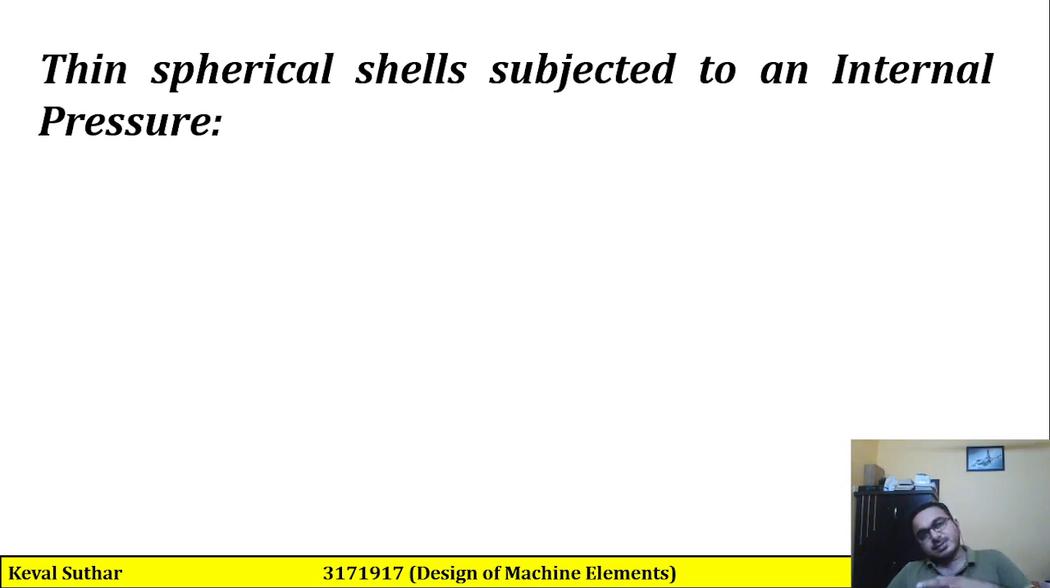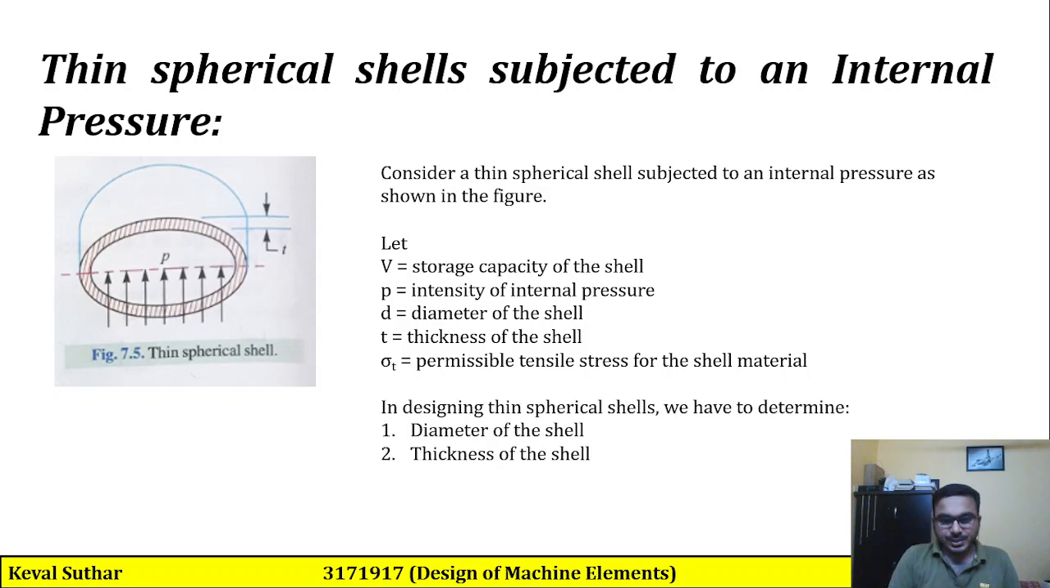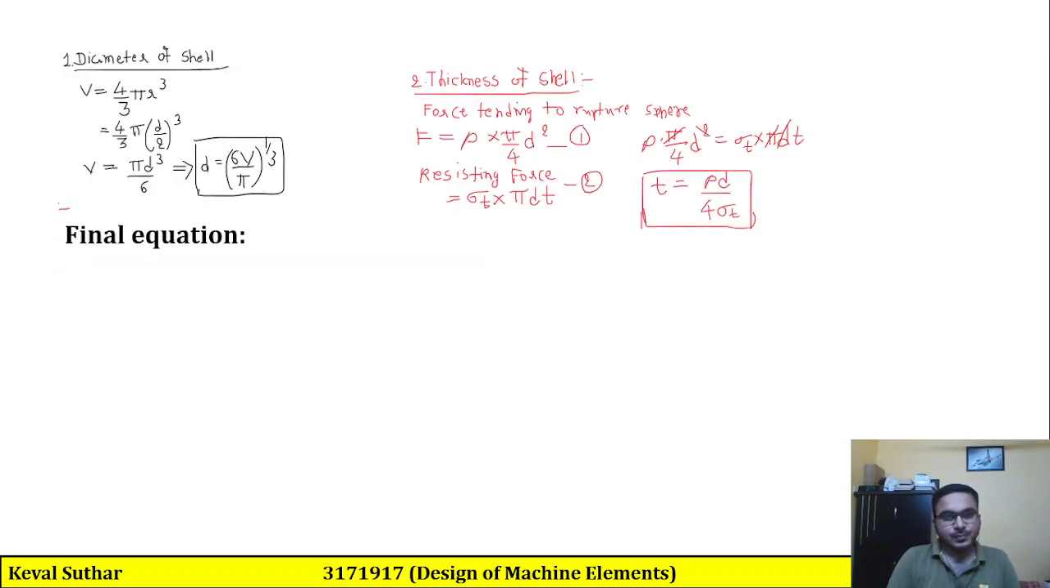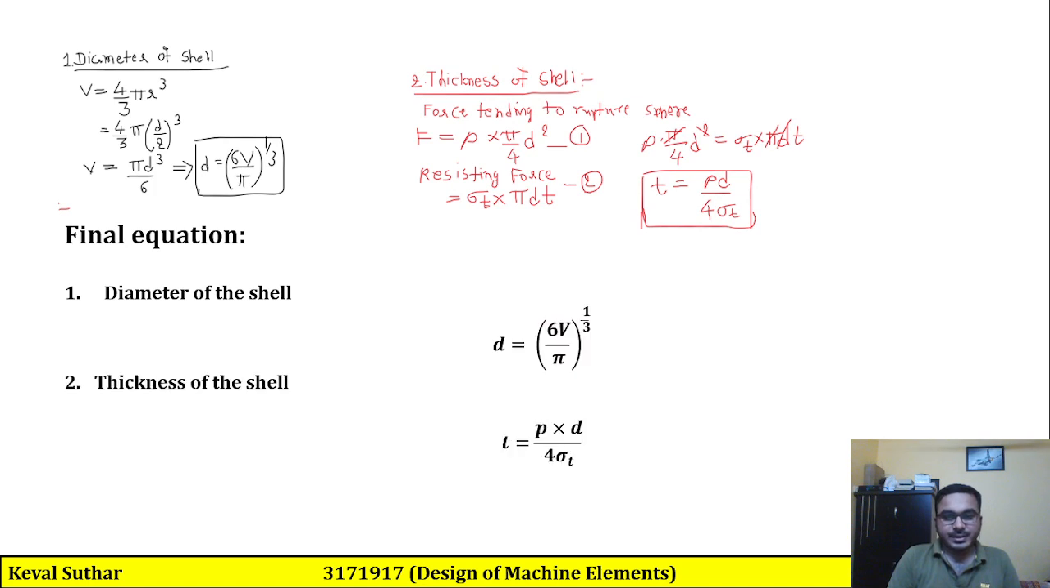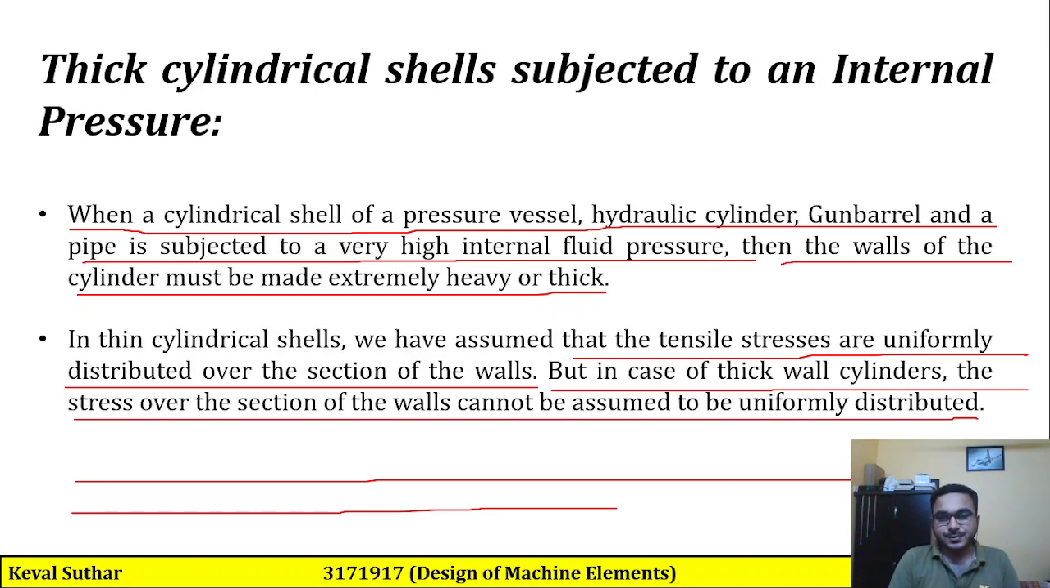Then the next is spherical shells, that is, thin spherical shells subjected to an internal pressure. Here also we obtained two parameters for the design. First is the diameter and second is the thickness. So we obtained the diameter and the thickness. Then we moved over to thick cylindrical shells subjected to an internal pressure.